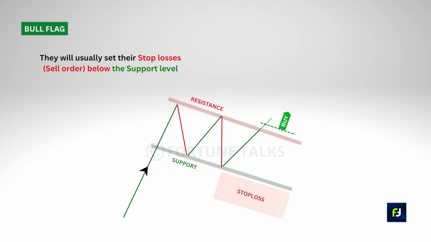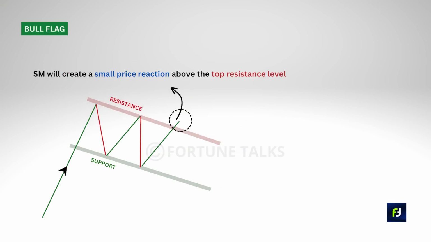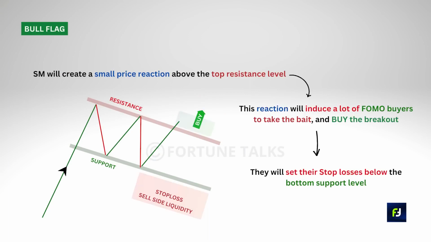Now, the manipulation happening here is very exciting. First, the smart money will create a small reaction above the top resistance level of the flag. This minor reaction above the resistance will induce a lot of former retailers to take the bait. That is, they will think it is a breakout.